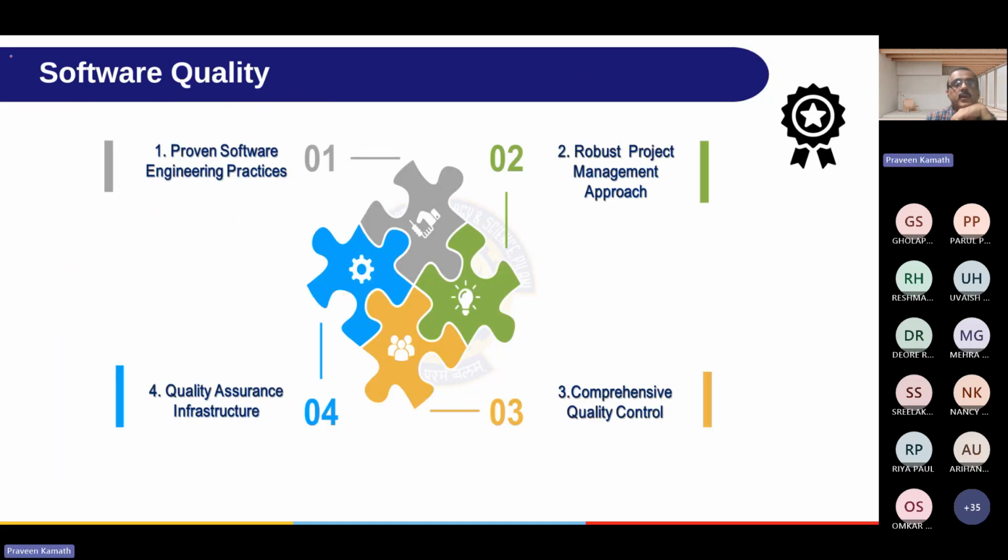Now, software quality. Proven software engineering practices, a robust project management approach, comprehensive quality control, and quality assurance infrastructure. These are the four factors that contribute to software quality.